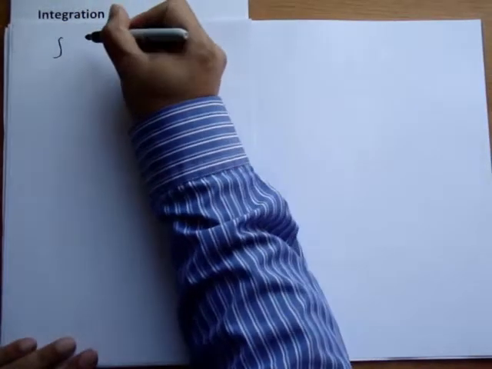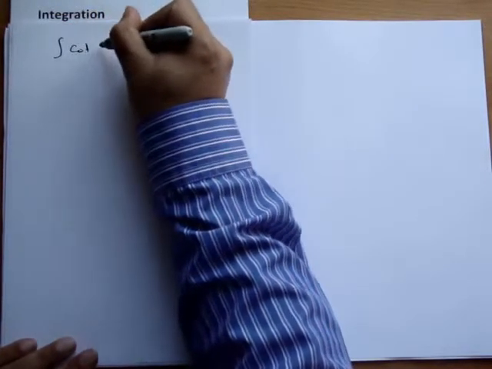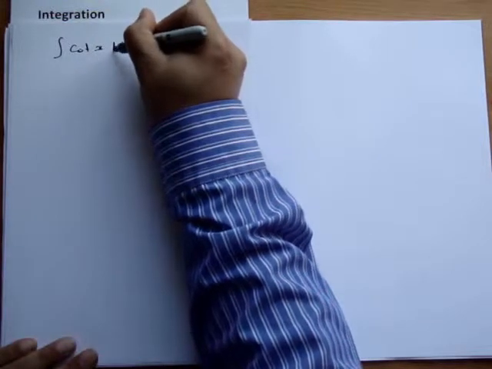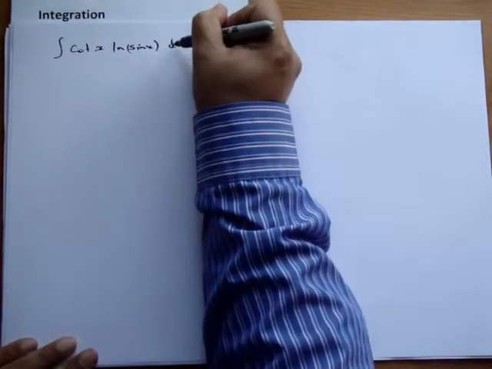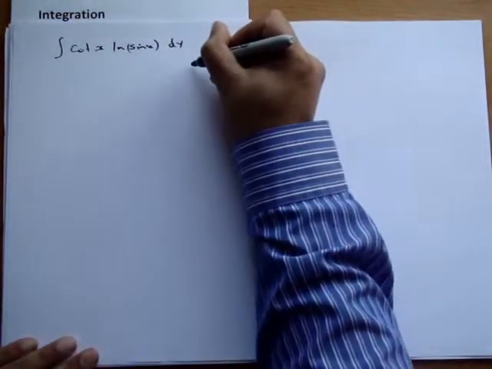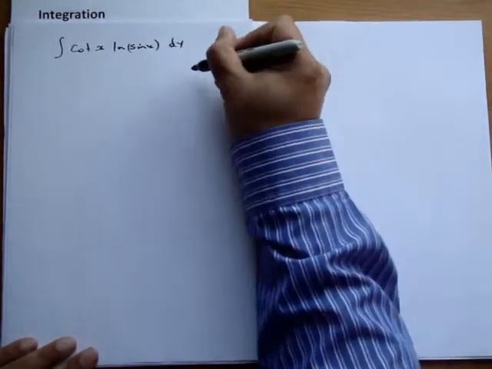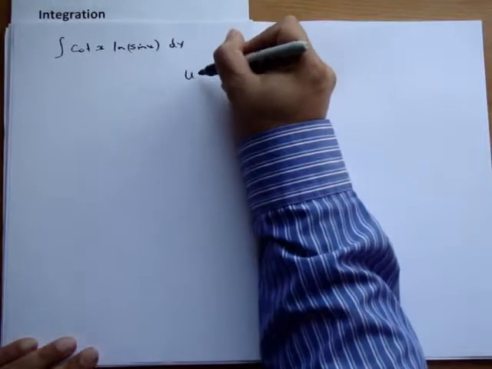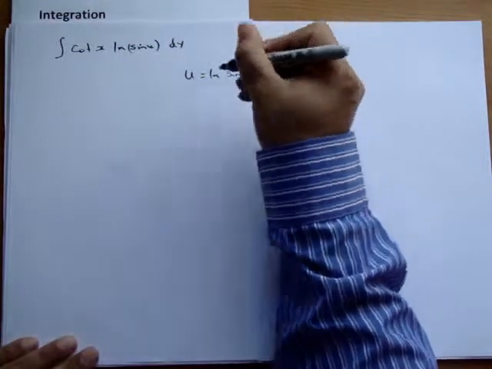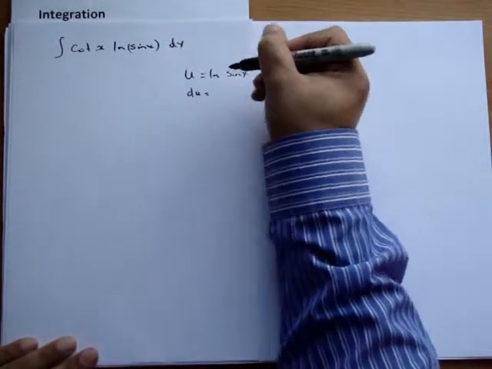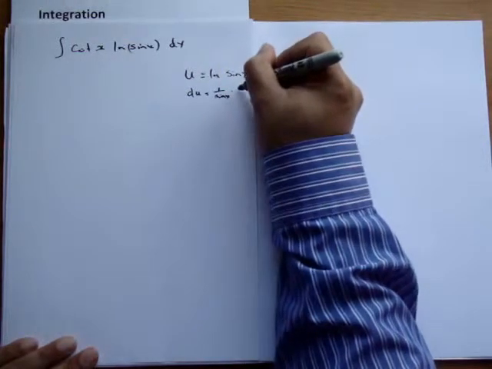Okay, in this example of integration by U-substitution, we have the integral of cot x times natural log of sin x dx. So we choose u to be something in the brackets, which is natural log of sin x. Du then would equal 1 over sin x times cos x.